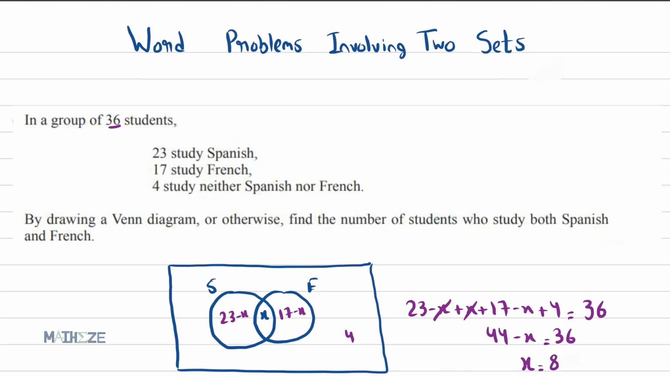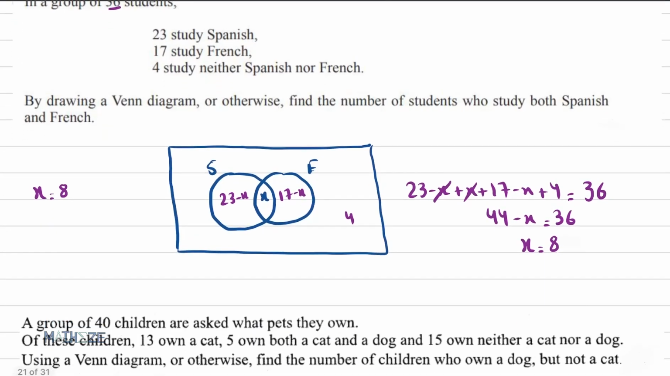What are we supposed to find? Find the number of students who study both Spanish and French. So that means x is equal to 8. Got this? Let's move to next question.